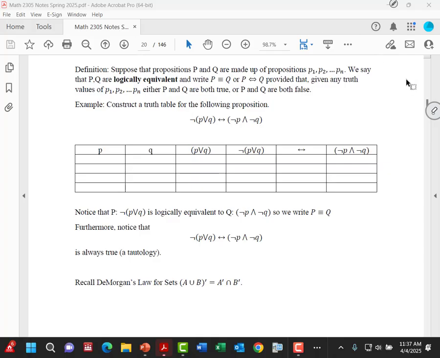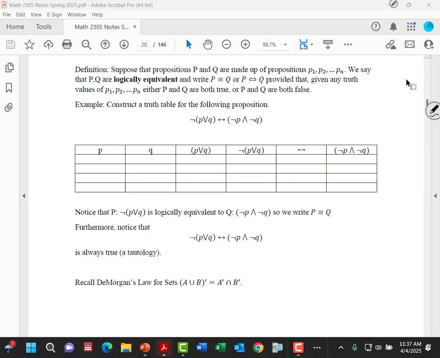Suppose propositions P and Q are made up of propositions P1 through Pn. We say that P, Q are logically equivalent provided that given any truth values, P1 to Pn, either P and Q are both true or P and Q are both false. So let's fill this example in.